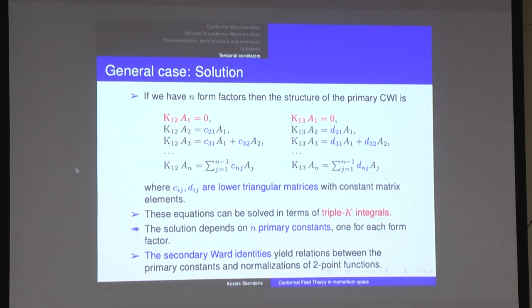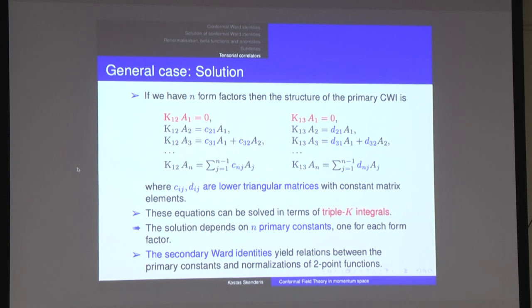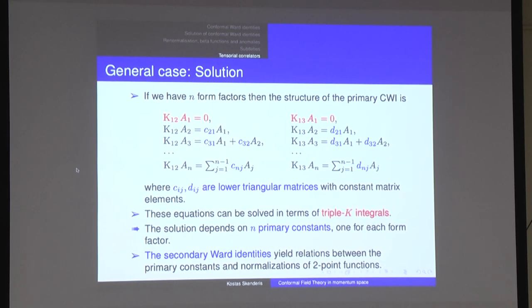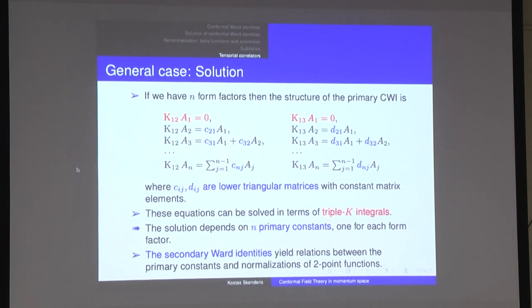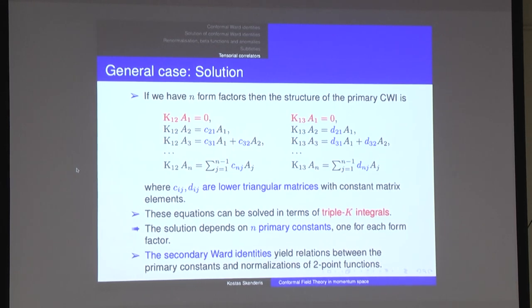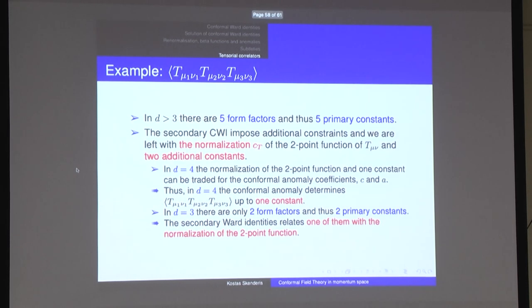So if you have n form factors, they have n primary constants, and then the secondary Ward identities give relations among those, and among the primary constants and the normalization of the two-point function. So that's the general story.